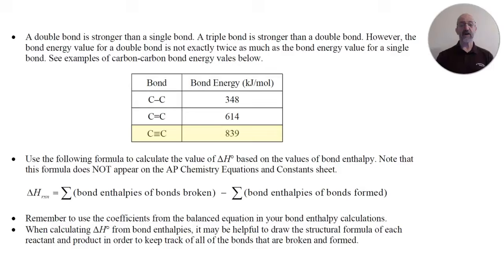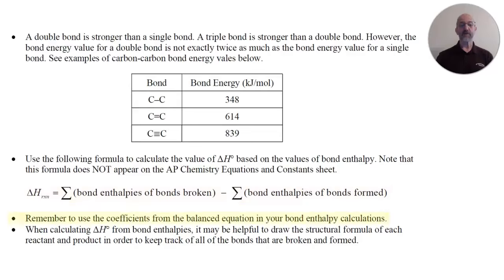My next piece of advice involves the equation that does not appear on the AP Chemistry equations and constant sheet, and that would be that the sum of the bond enthalpies for the bonds broken in the reactant molecules minus the sum of the bond enthalpies for the bonds formed in the product molecules will give you the value of delta H based on bond enthalpy values.